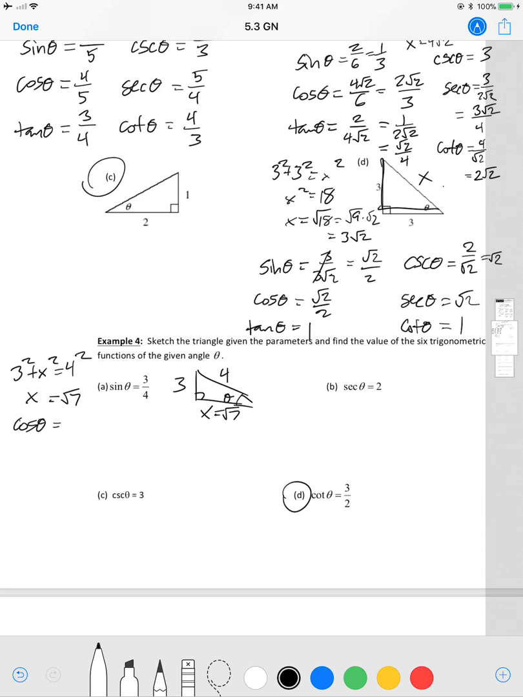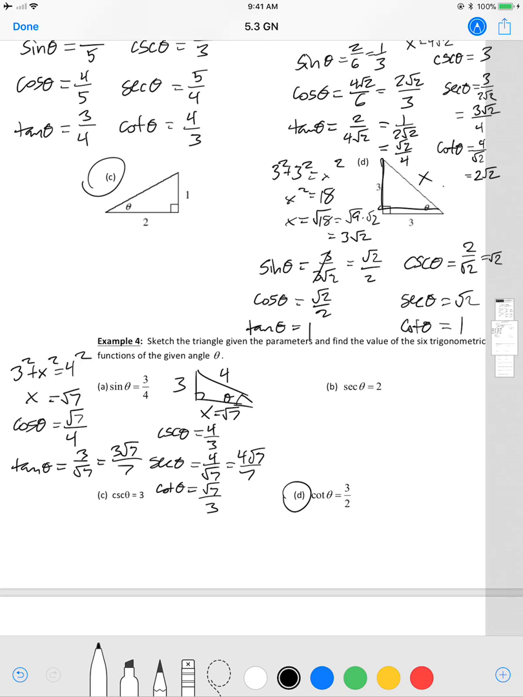Cosine of theta, adjacent over hypotenuse. Tangent of theta is the opposite over adjacent, so 3 over the square root of 7. Rationalize the denominator, and that's what I get. Cosecant, going to need to flip sine, 4 over 3. Secant, flip cosine, 4 over the square root of 7, which is 4 square root of 7 over 7. Cotangent, flip tangent, so square root of 7 over 3.